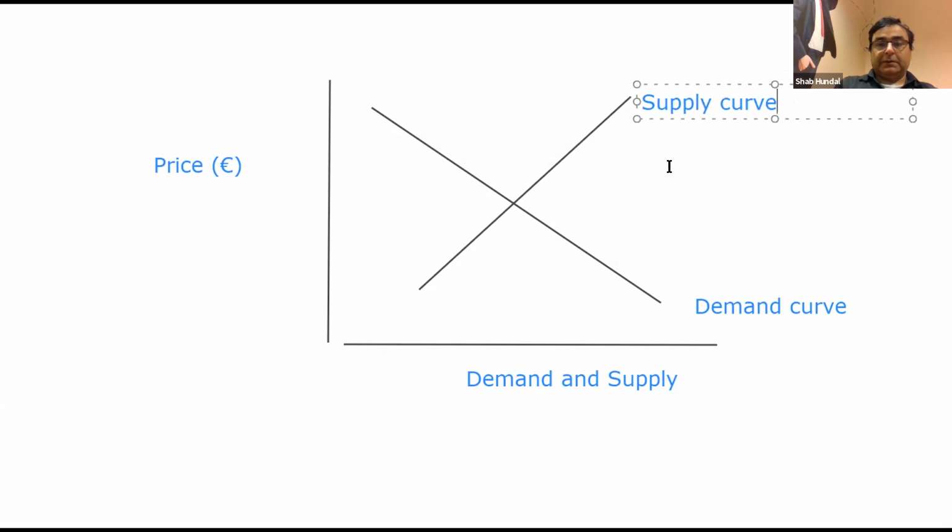And then in the middle, there is when they meet. We call it a point of equilibrium. Equilibrium. Okay, and this equilibrium shows that they both are equal.